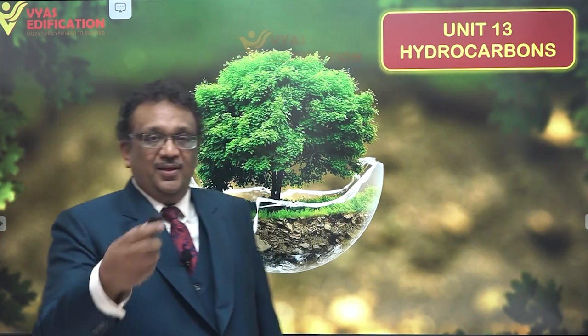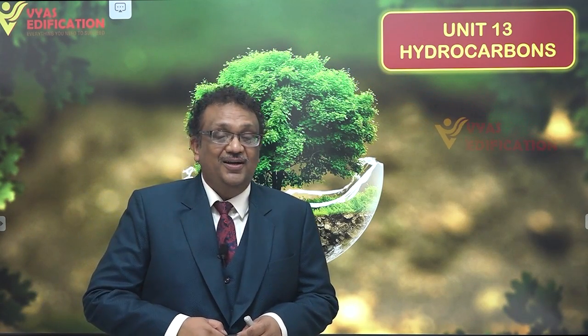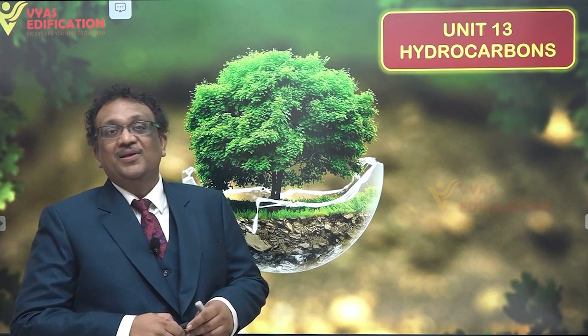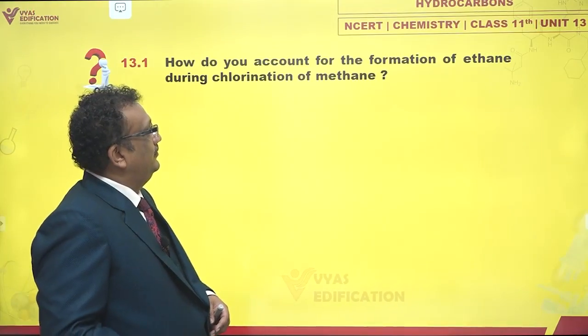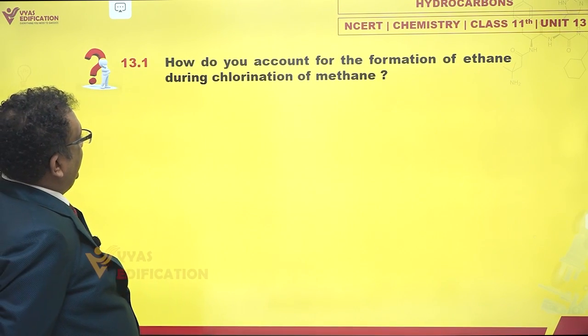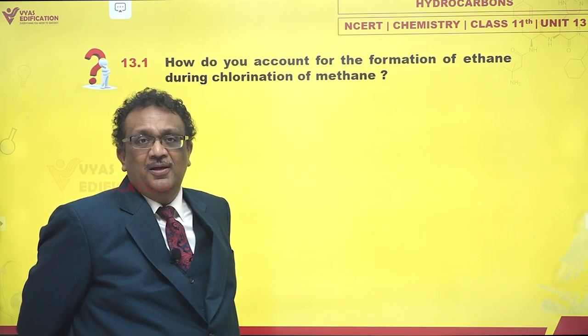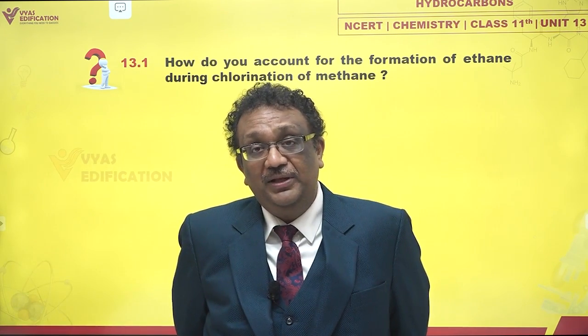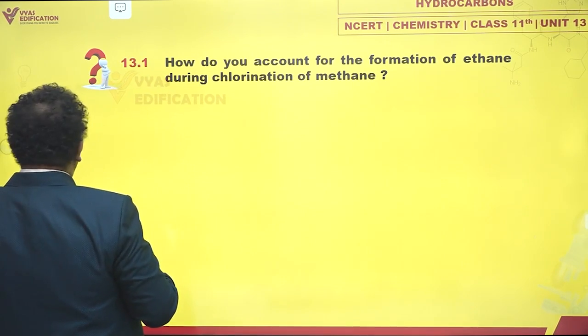So let's begin Unit 13 Hydrocarbons of 11th standard NCERT chemistry. This is Shishir Mittal from Vyas EDIFICATION. The first question: how do you account for the formation of ethane during chlorination of methane? We are conducting a chlorination of methane, then please remember the first point you mention is the mechanism.